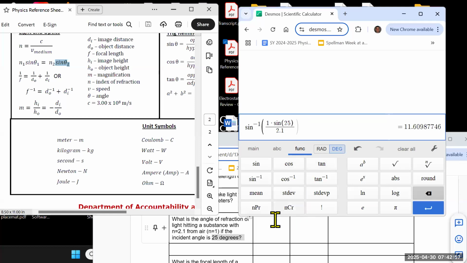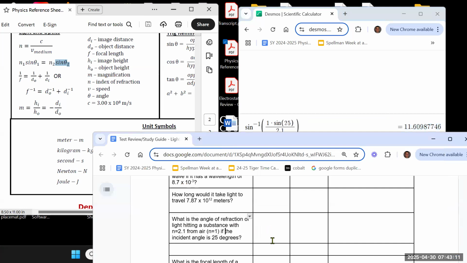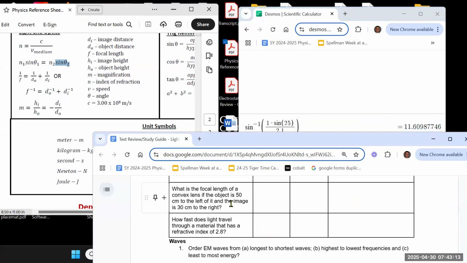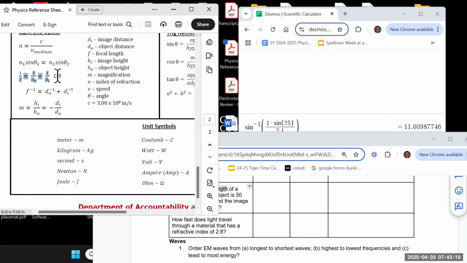That seems like a reasonable angle, because if we started with a 25-degree angle, if our light slows down, our angle should get smaller as it bends toward the normal. So again, we could copy, paste that, stick it into your answer. That should be our correct answer for that one. All right, last two. This one says, what's the focal length? So for focal length, we're going to be using this equation.